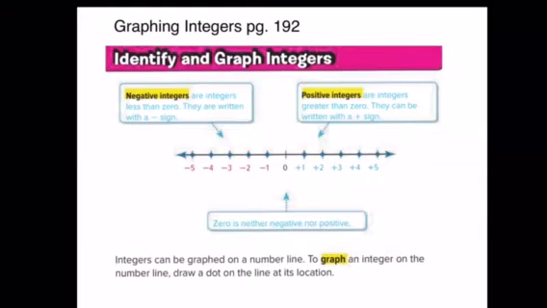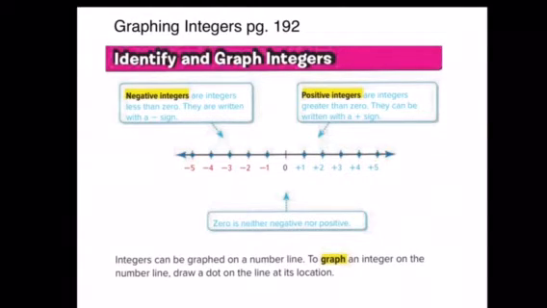All right, so negative numbers are on the left side of 0. They're less than 0. Positive numbers are on the right side of 0 on the number line. 0 is not negative or positive. It's just in the middle and neutral. All of them are whole numbers.